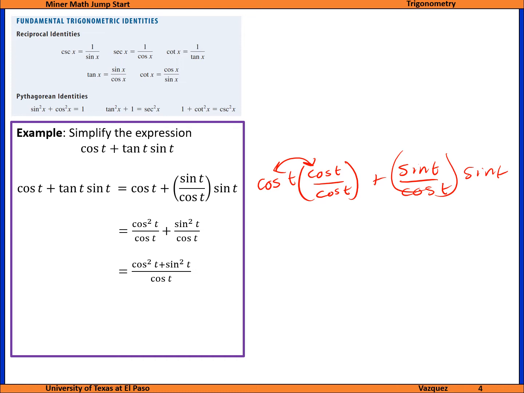Right, so that now we can combine the fractions and we have cosine squared t plus sine squared t over cosine squared t. Now, if you're used to working with problems like these, you can already recognize what this is equal to. If you're not familiar with it, go ahead and look at the Pythagorean identities up there on the chart. And you'll notice that that is actually equal to 1, just 1. So that is just equal to 1 over cosine t.